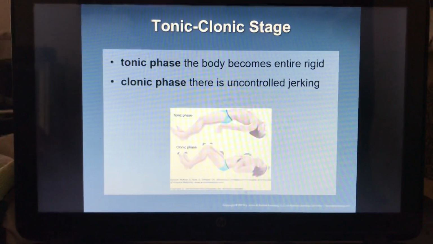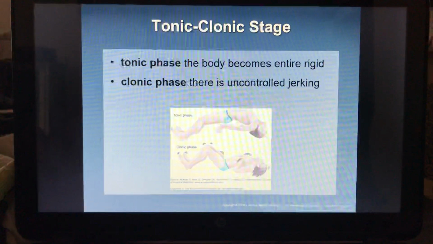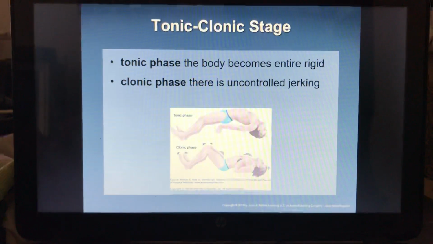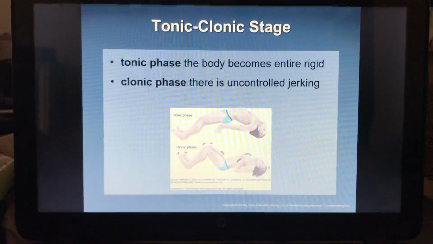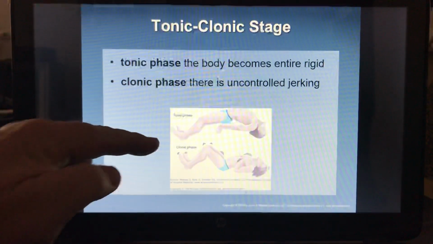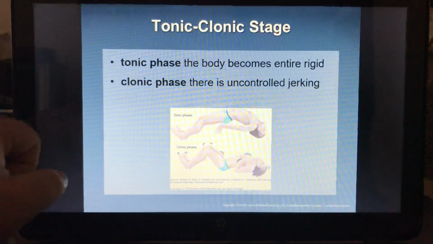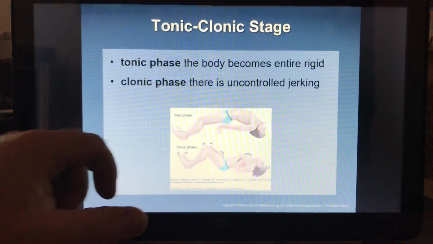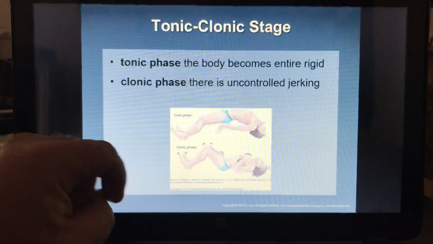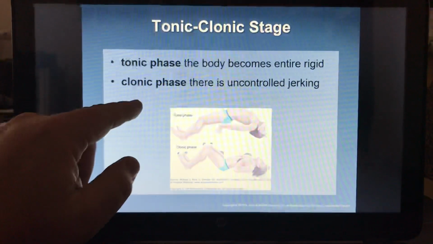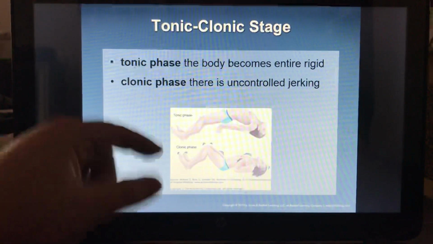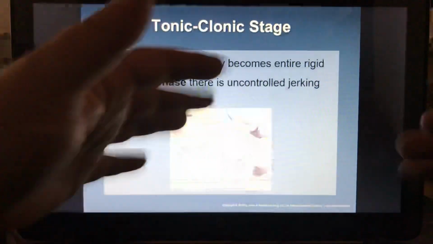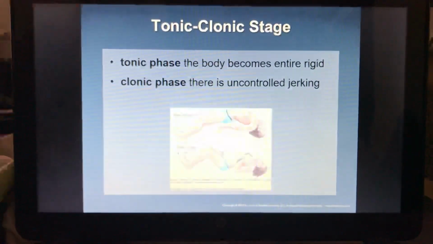The tonic phase is basically where, if you don't have the aura, they'll kind of scream out, and they'll tense up, and they'll fall over. And they become extremely rigid. They'll tense up, and you'll see their back start to arch. They're just tense and tense and tense. And then they'll kick over to the clonic stage. That is where it's just the uncontrolled shaking, jerking, and irregular movements.